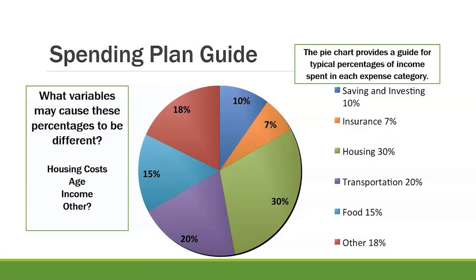It's important to give students sort of a guide as to where they should budget their money. This pie chart provides a guide for typical percentages of income spent in each expense category. So for example, 30% of your income should go to housing, 20% to transportation, 15% to food, and so on.